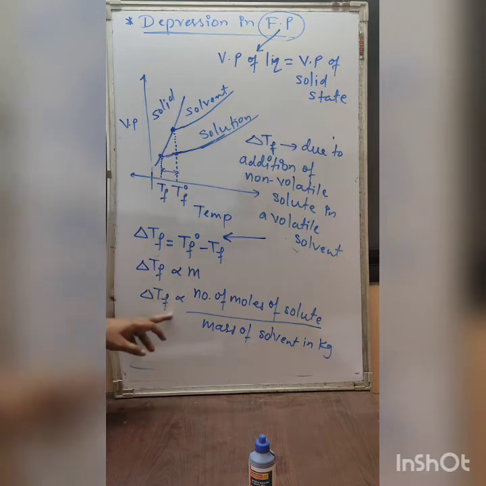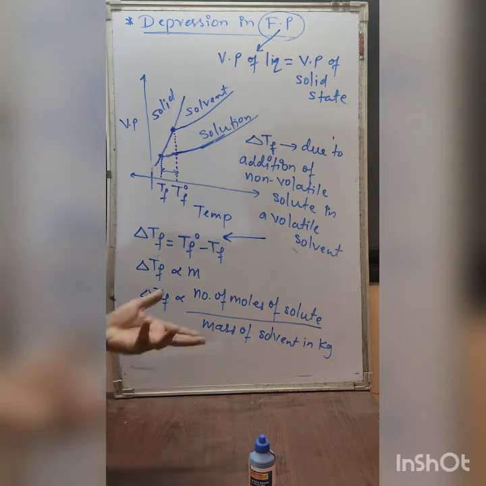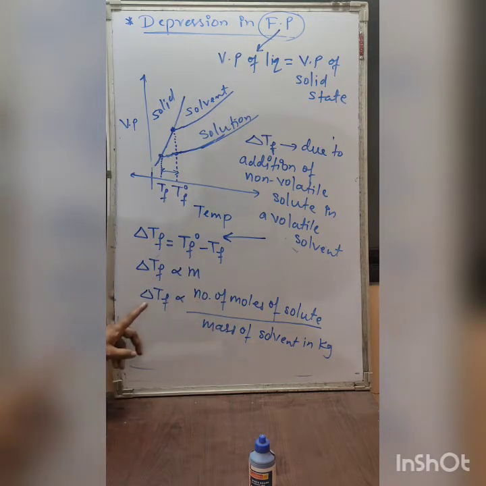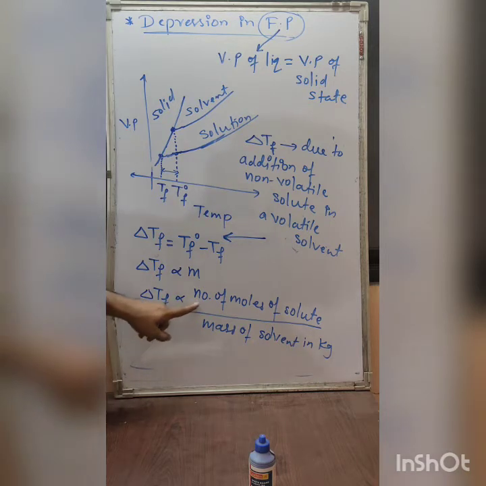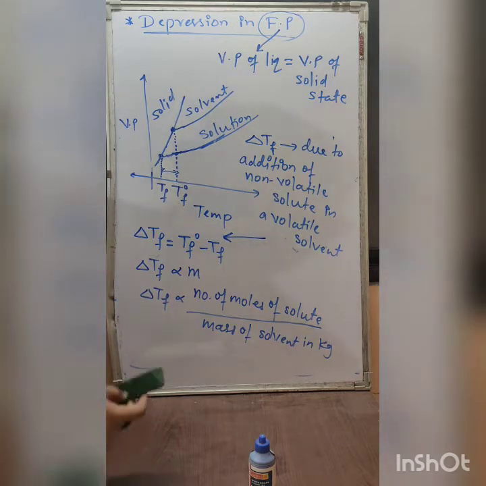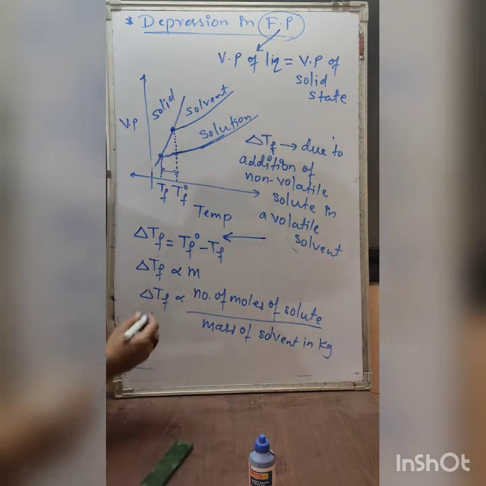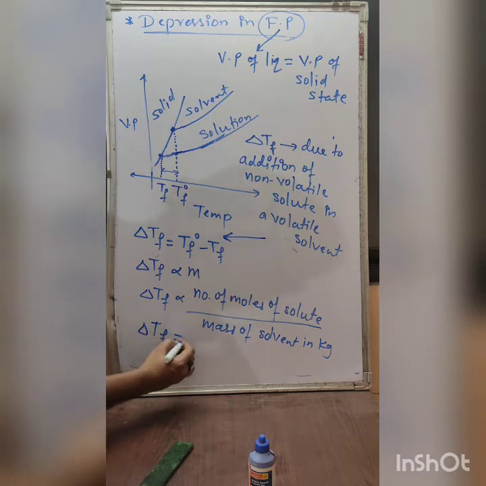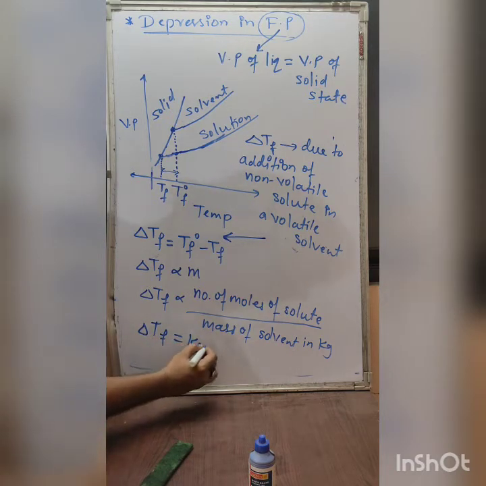So here the depression in freezing point delta Tf is directly proportional to the number of moles. So it is proved that delta Tf is a colligative property. What is a colligative property? A colligative property depends on the number of solute particles. So delta Tf is directly proportional to the number of solute particles. After removing the proportionality sign, we write delta Tf is equal to Kf into m.